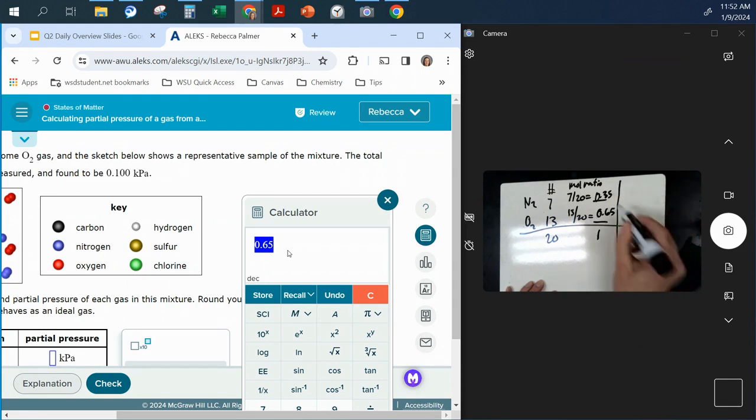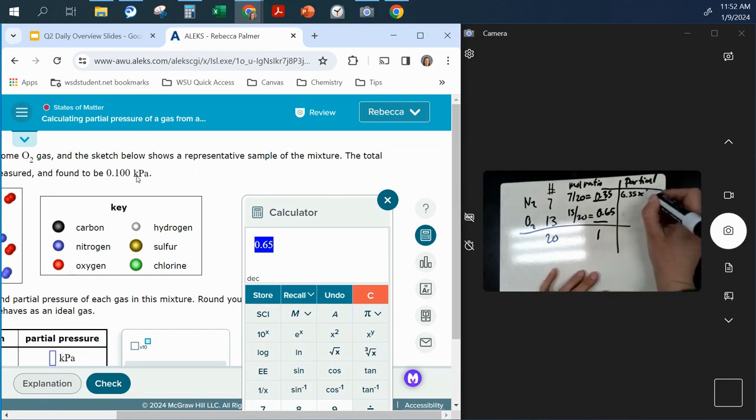Okay. The next thing is the partial pressure. You just take your ratio and multiply it by the pressure in the system. Our overall pressure is 0.1 kilopascals. Part of that pressure is from oxygen, part of it's from nitrogen gas. So we just take it and multiply. 0.65 times 0.1, not 100, 0.1. Okay, and then these should add back up to 0.1.